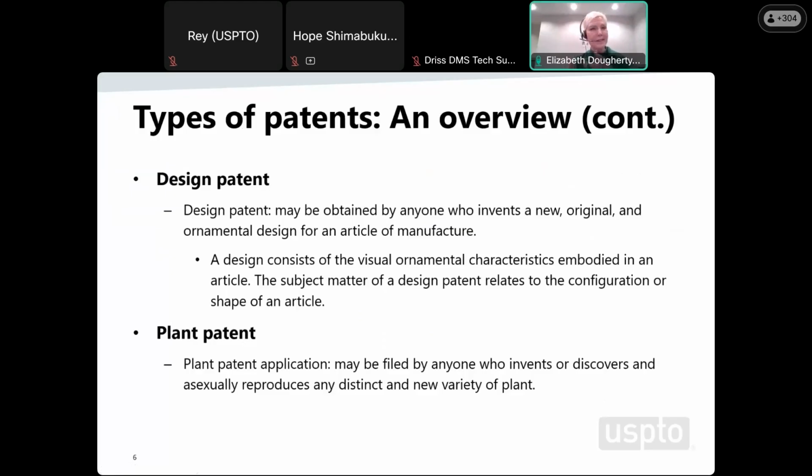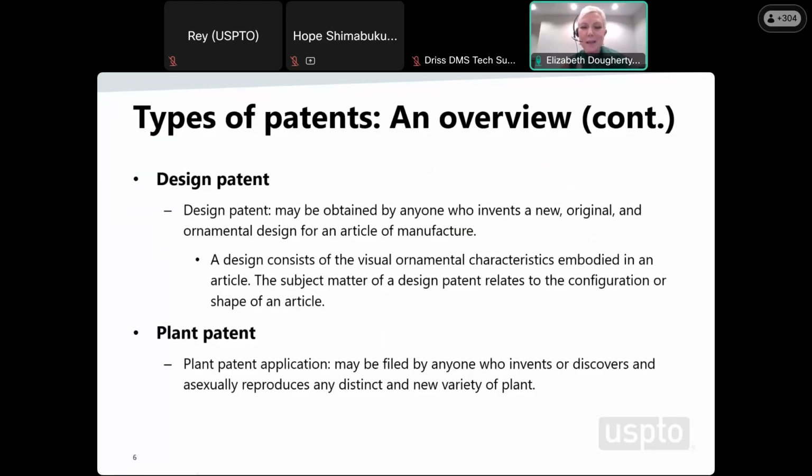So design patents, as I've already hinted at, may be obtained by anyone who invents a new, original, and ornamental design for an article of manufacture. Design consists of the visual ornamental characteristics embodied in an article. The subject matter relates to the configuration or shape of the article.